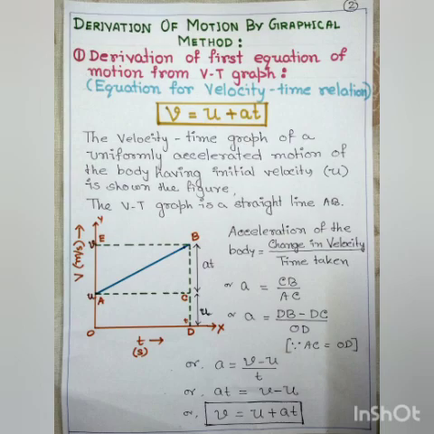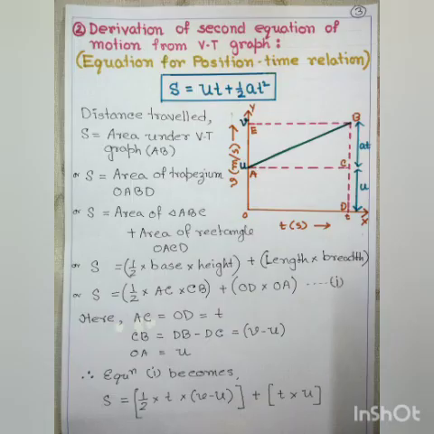Okay. Now we will discuss the second equation of motion from the VT graph. This equation is also known as position time relation, and the relation is S equals ut plus half at square. Here S is the displacement, u is the initial velocity, t is the time taken for the displacement, and a is the uniform acceleration.